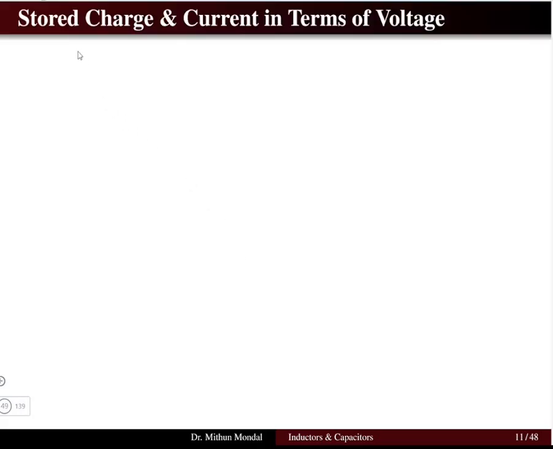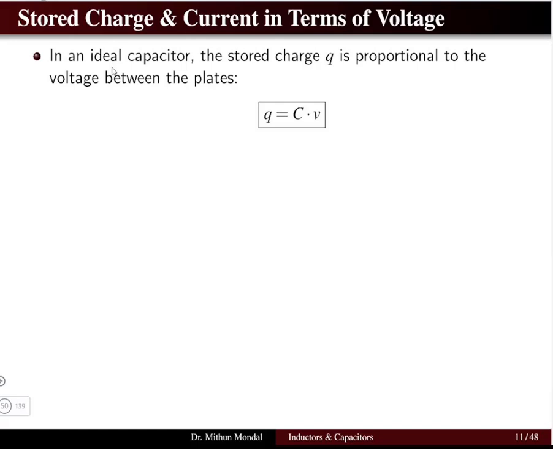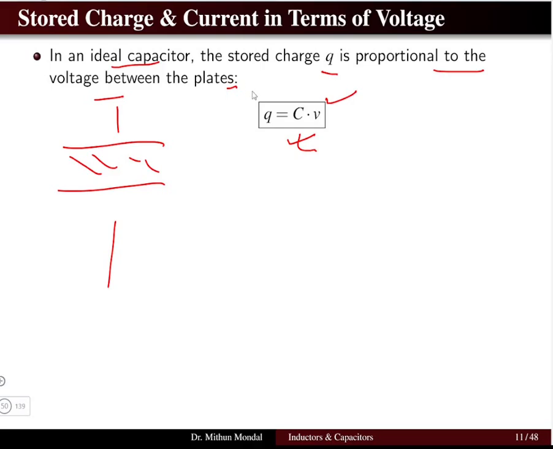So we'll discuss the stored charge and current in terms of voltage for a capacitor. You know that in an ideal capacitor, the stored charge Q is proportional to the voltage between the plates. So you have a parallel plate capacitor. This is the dielectric. So the charge is given by capacitance multiplied with the voltage. Whatever voltage is applied, the stored charge is basically capacitance times voltage. This is the most fundamental equation.